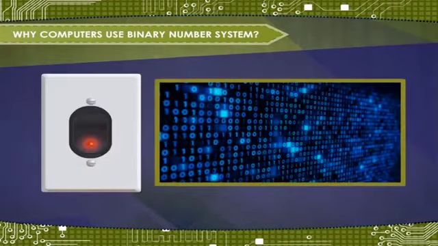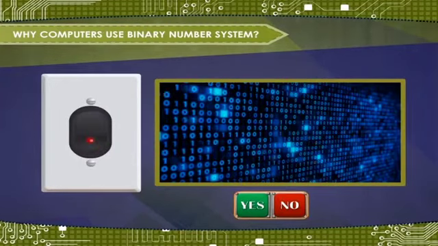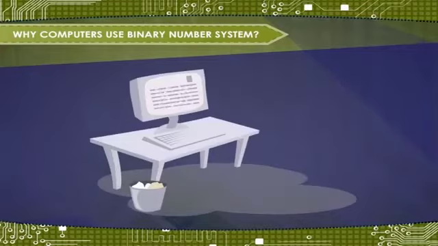A bit could represent on or off of an electrical circuit, yes or no, true or false, 0 or non-zero, or similar two states or binary wording. Since computers work on electricity, we can use these two states only to represent each number or character.